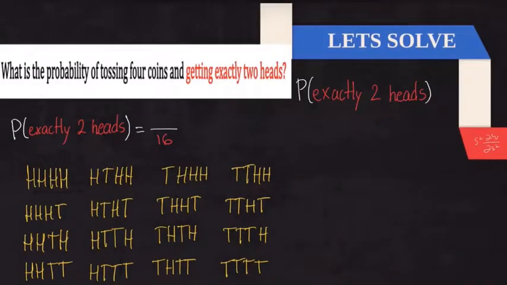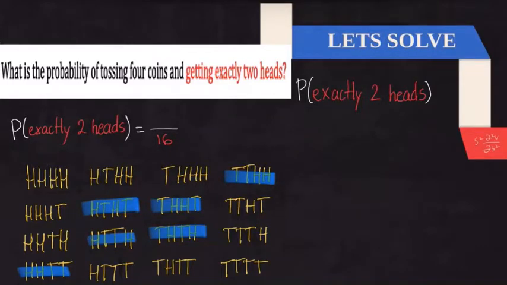To save time, I've drawn all of the 16 equally likely possibilities, and how many of these involve 2 heads? Let's find out how many of those involve 2 heads. This one over here has 2 heads. This one over here has also 2 heads. This one over here has 2 heads. This one over here has 2 heads. This one over here has 2 heads. And this one over here has 2 heads.